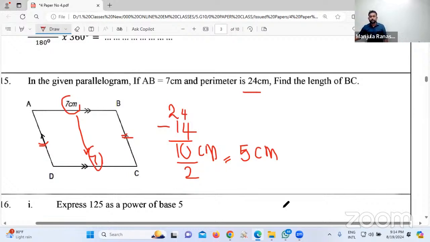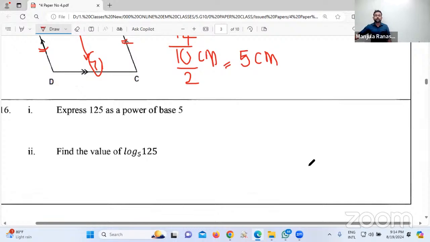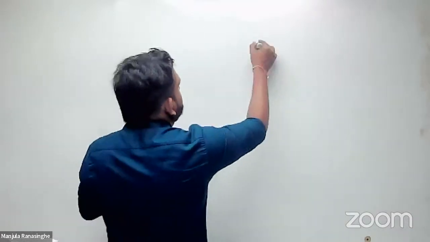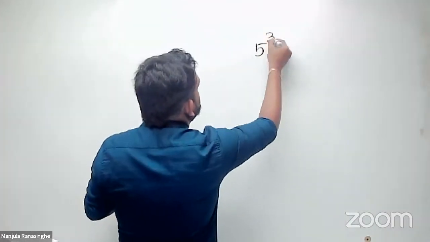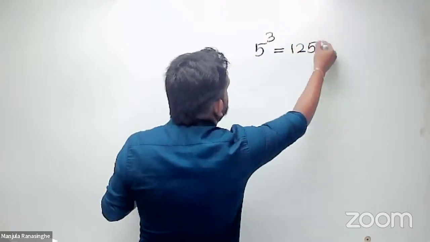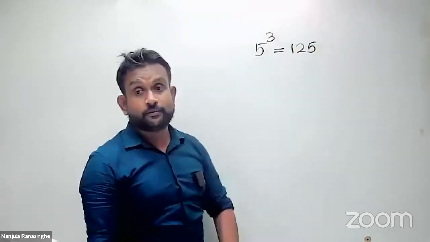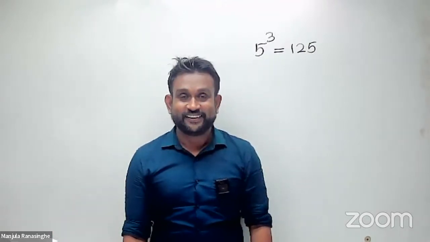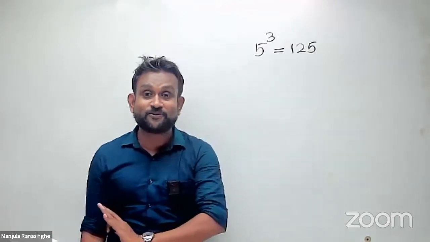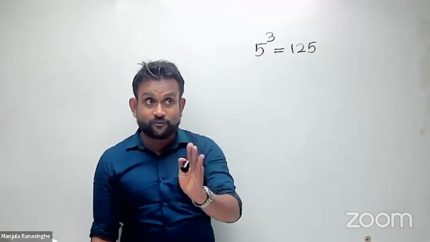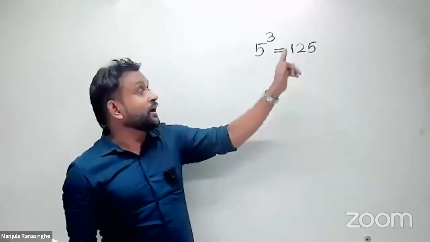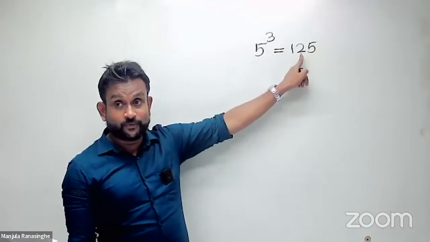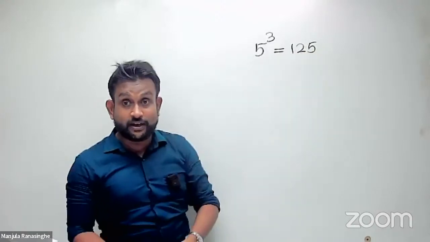Next one: write 125 as a power of base 5. 125 is 5 to the power 3. Some write 5 into 5 to the power 25, that is 5 into 25, 125. But as a power, 5 into 5 is 25, into 5. So 5 to the power 3 equals 125. That is the answer to the first question.